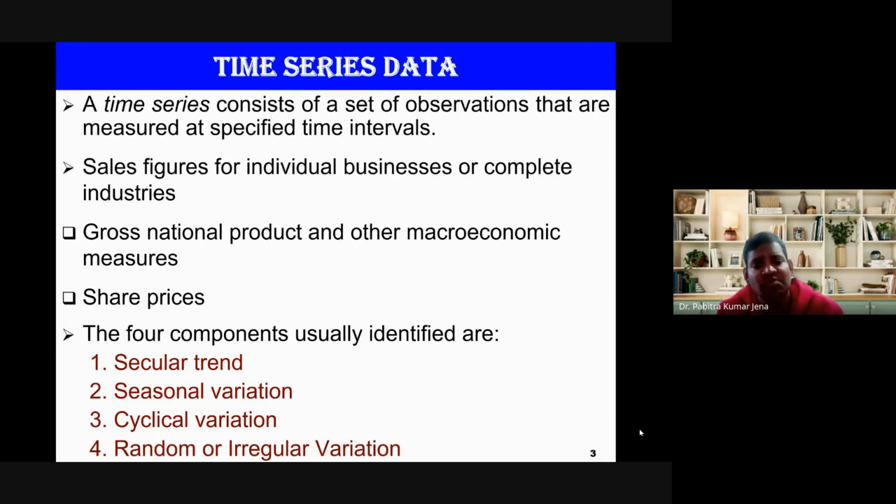In Odisha every year there is a cyclone. So these are the irregular or random variations in time series analysis. Is it clear to you? Because before understanding time series, you should understand the components of time series.